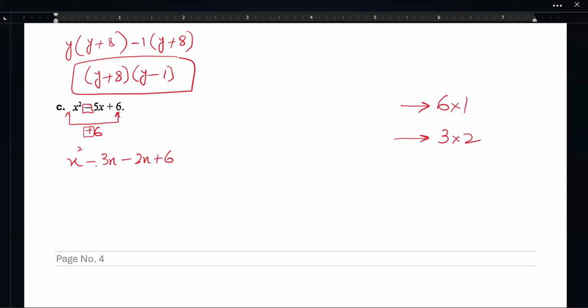What I see in the first two terms is x as common, so inside the bracket is going to be x minus 3. In the second bracket, I'll take minus 2 common, and since I'm taking minus common, signs are going to be changed. So x minus 3 the same because the brackets are the same. In the second bracket, I will write x minus 2.